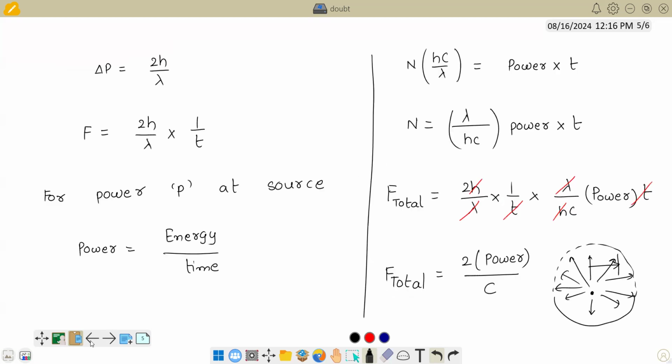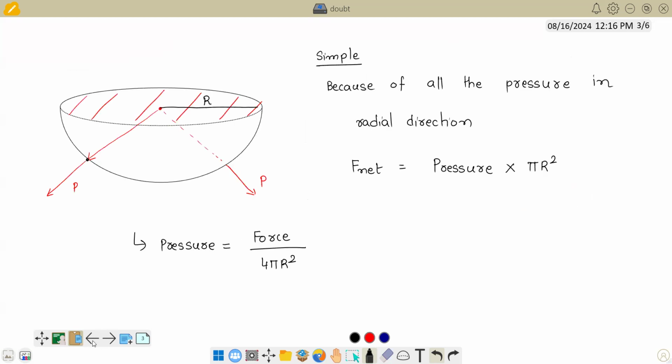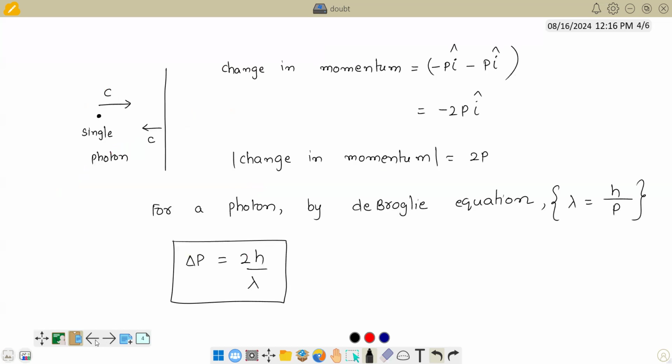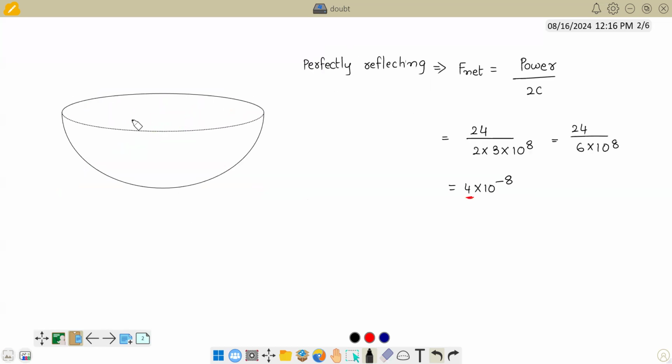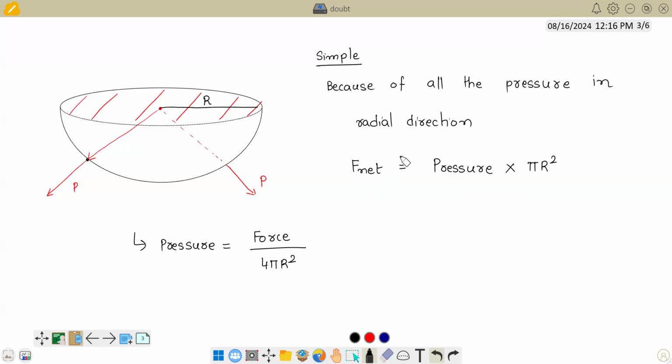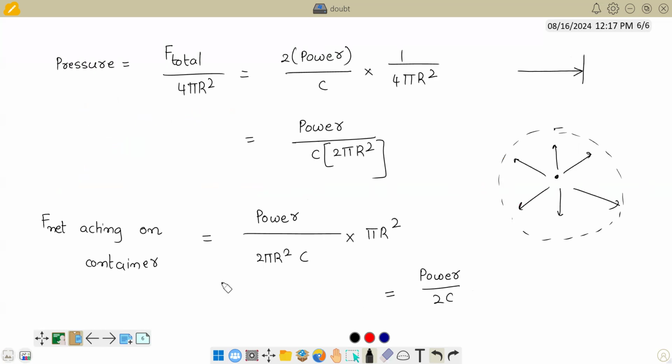If you are confused with this derivation, I will further explain an integration method to solve this, like why it would be P into pi r square. My suggestion is you just remember, whenever we have a bowl or anything like that and something is reflecting, the net force would be pressure into pi r square, and you directly remember the formula for pressure. The formula for pressure would be power by c into 2 pi r square.